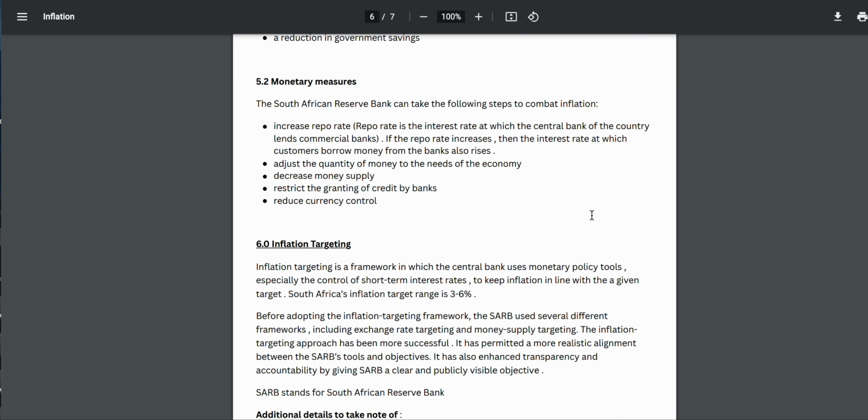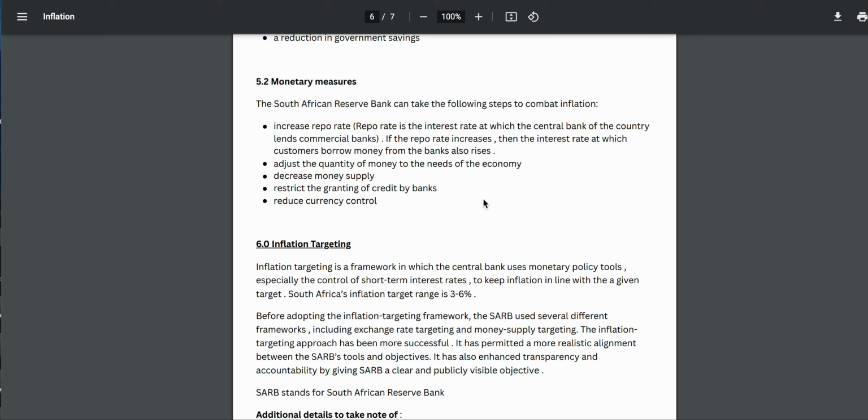Now, let us go on to monetary measures. The South African Reserve Bank can take the following steps to combat inflation. To start with, they can increase the repo rate. Remember, the repo rate is the interest rate at which the central bank of a country lends to commercial banks. I did see a question like this in one of the past papers, so it would be good for you to remember the definition. If the repo rate increases, then the interest rate at which customers borrow money from banks also rises. What does this mean? It means there's going to be less demand for credit facilities from banking institutions, and also less spending.